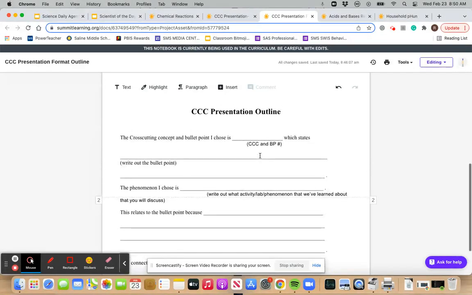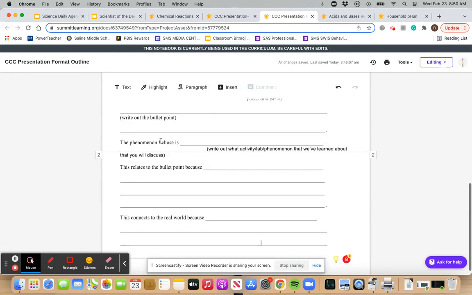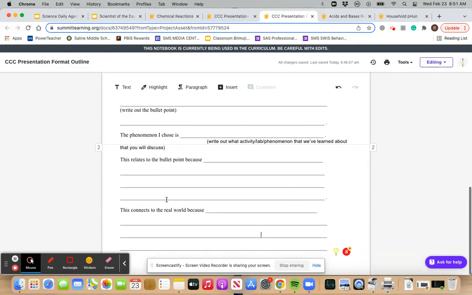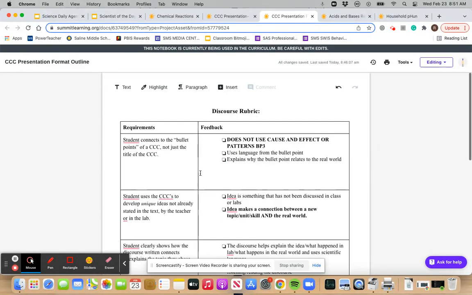Okay. There, I picked a bullet point. I clearly related something that we've done in class to that bullet point and explained it. And then I made a connection to the real world from that bullet point and what we did in class. All right, so that is checkpoint 6.